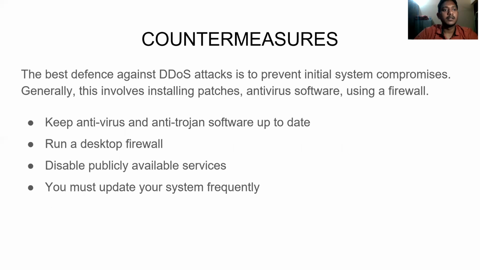Now countermeasures. The best defense against DDoS attacks is to prevent initial system compromise. Generally, this involves installing patches, antivirus software, and using a firewall. Keep antivirus and anti-trojan software up to date, which will help to find any kind of virus while surfing over the internet. Run a desktop firewall, which will work as a wall against trojans and viruses. Disable publicly available services and update the system frequently.